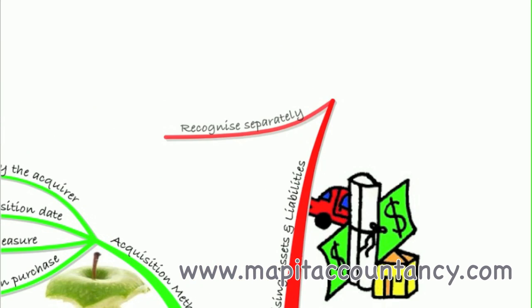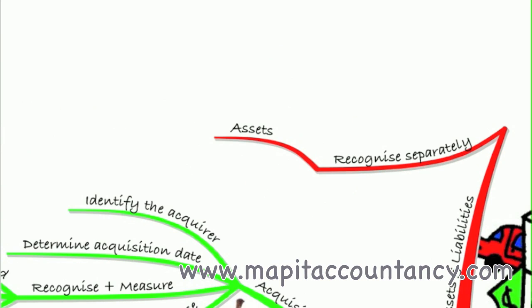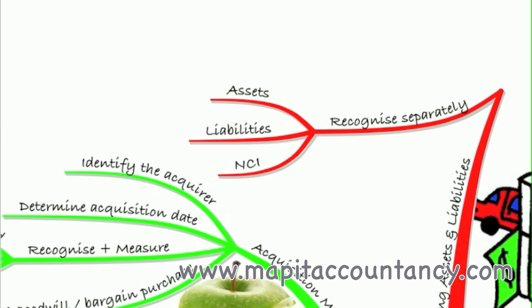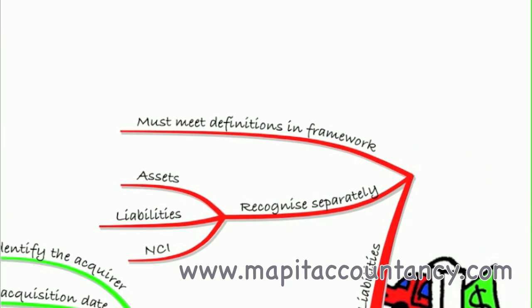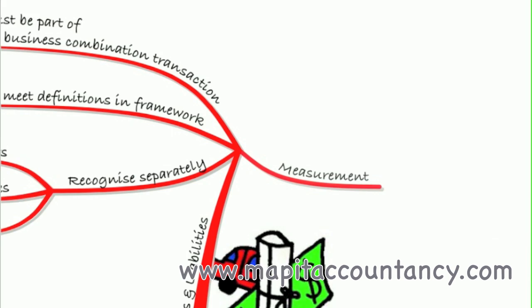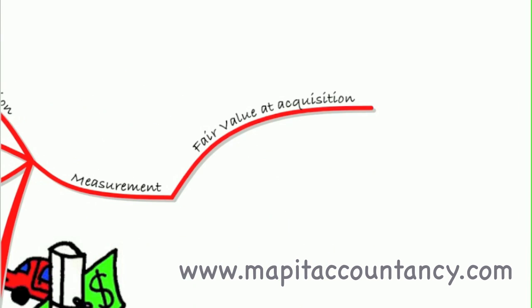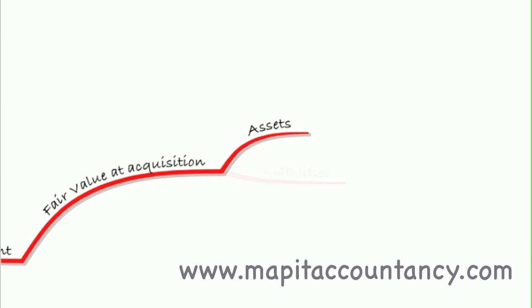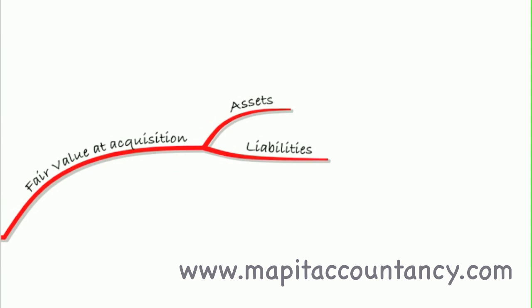So recognising the assets and liabilities, we recognise them separately. So we take the assets, the liabilities, and the non-controlling interest and we measure them. If they meet the definitions in the framework, then they can come into our consolidation. But they must be part of the business combination transaction. We must be actually buying them. How do we measure them? Well, at fair value at acquisition. Remember, that's the core principle. The assets and the liabilities will come in at fair value.